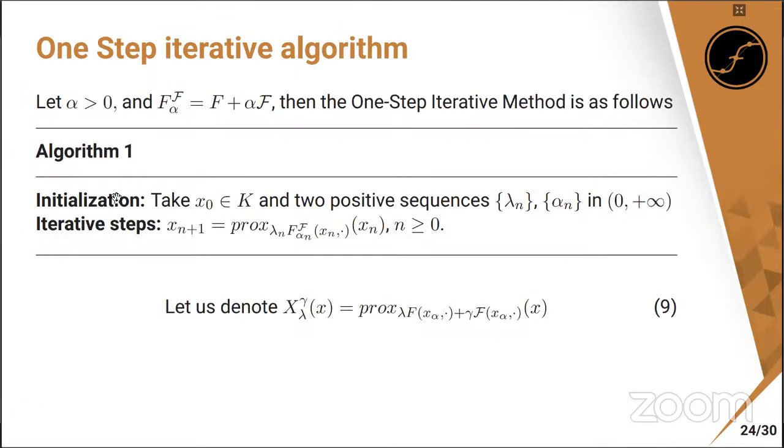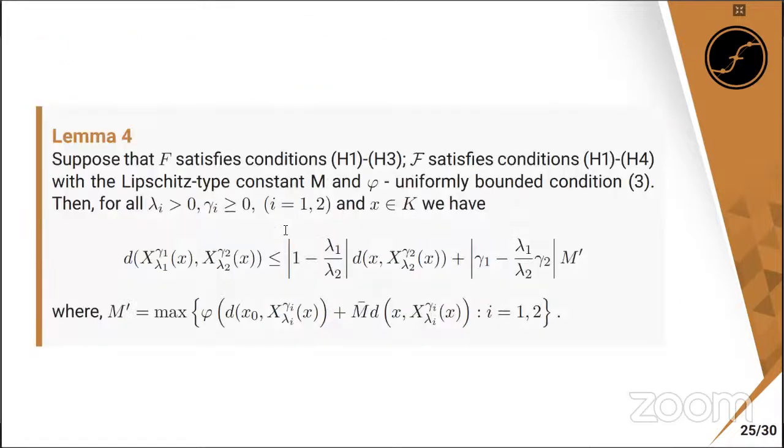Then now we define our algorithm by this. The first step, you take a point x naught in K, and we take two sequences of positive numbers alpha n and lambda n. Then we define the iterative scheme in terms of this proximal operator. Then we have Lemma 4.